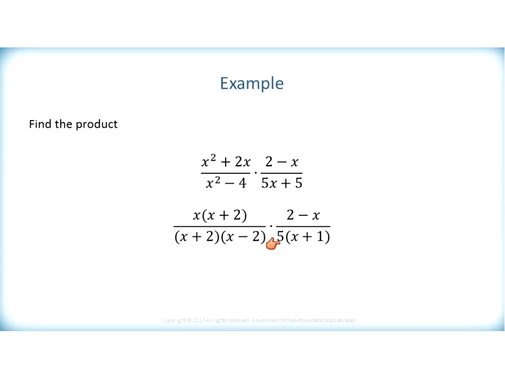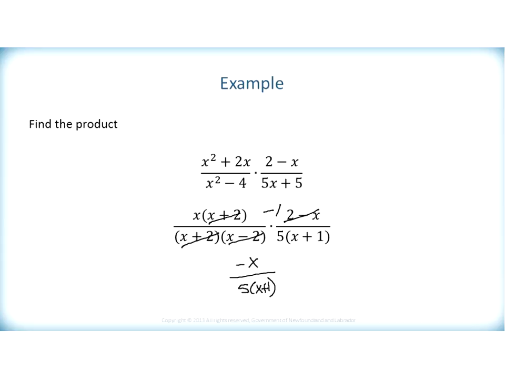Now we are ready to cancel any common factors. So we have x plus 2 and x plus 2. We also have opposite factors. As you can see right here, we have a positive x, and up here is a negative x. Here is a negative 2 and a positive 2. These are opposite factors, and we can cancel and get negative 1. So when we simplify, we have negative x over 5 inside of x plus 1.